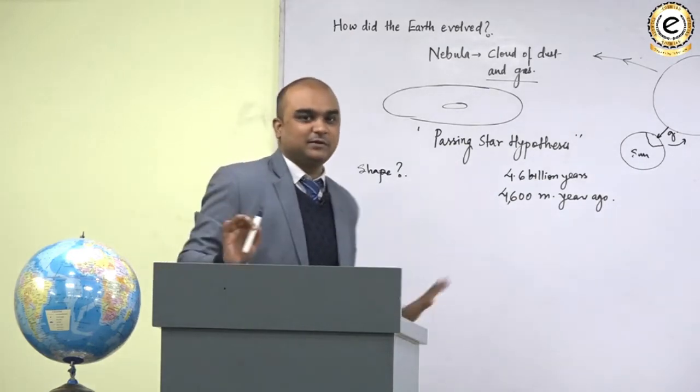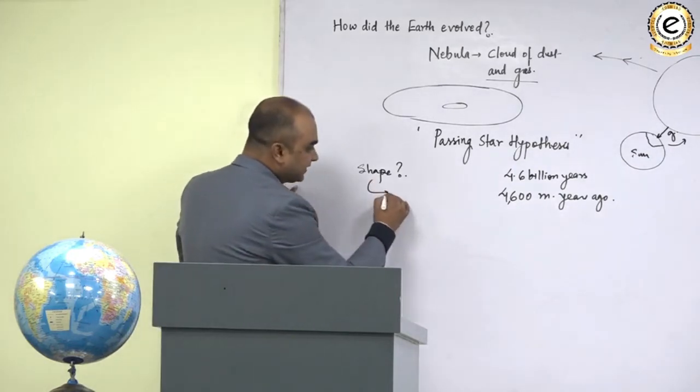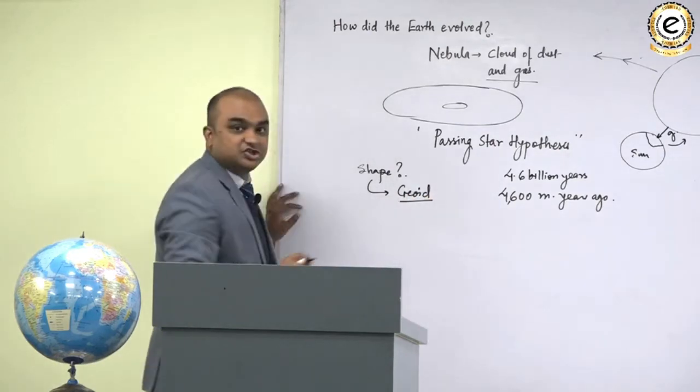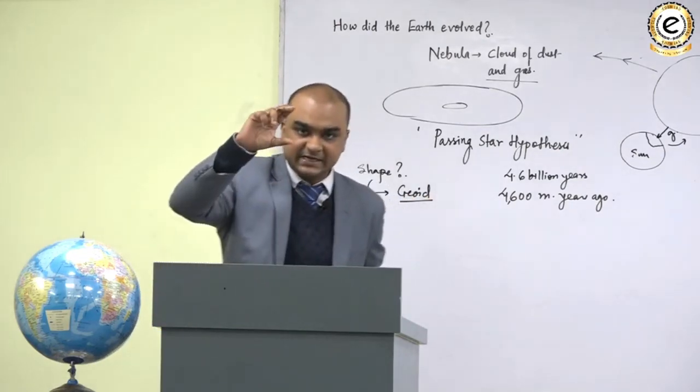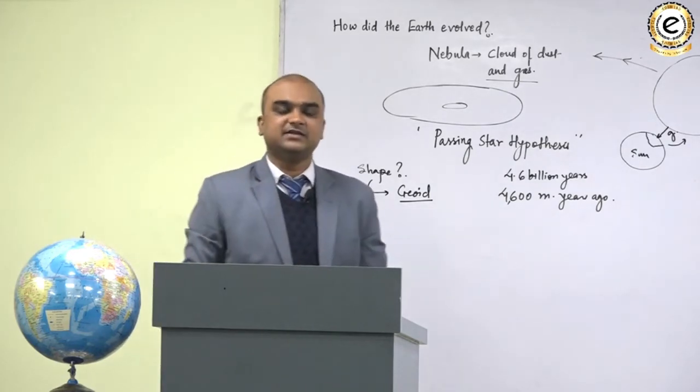तो एक चीज और हमने समझ लिया, that the shape of the earth is not a perfect sphere, it is a geoid. And what is a geoid? A geoid is a sphere which is slightly flattened at the poles and slightly bulging at the equator.